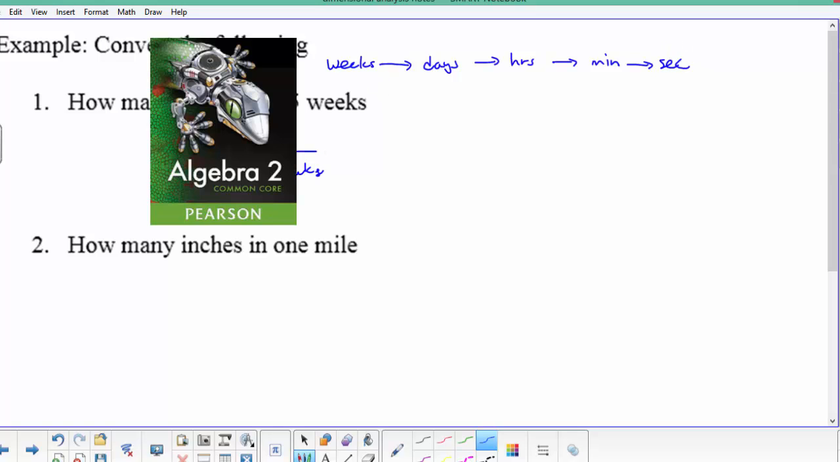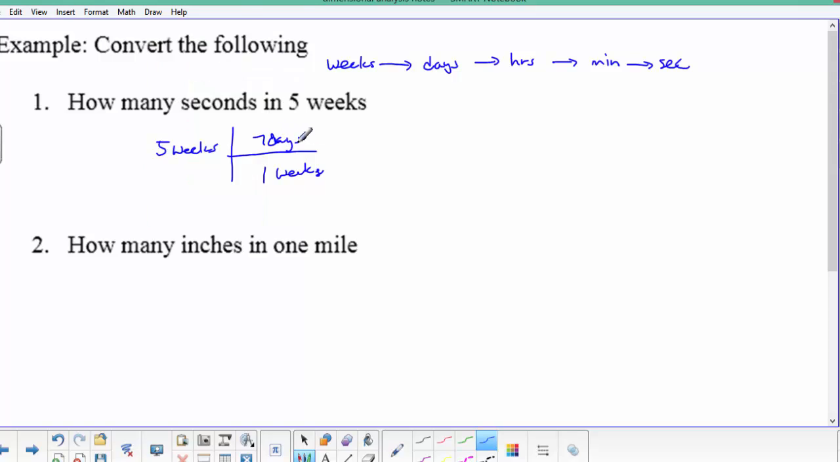We know that in 1 week there are 7 days. Draw a little line, connect it. We know that whatever's on top has to go on bottom if we can cancel. So we have 1 day, which is actually go to hours. So we know there's 24 hours. Now we have to put 1 hour. We'll look at minutes. We know that there's 60 minutes in an hour. And then to finish up, we know that there's 60 seconds in 1 minute.